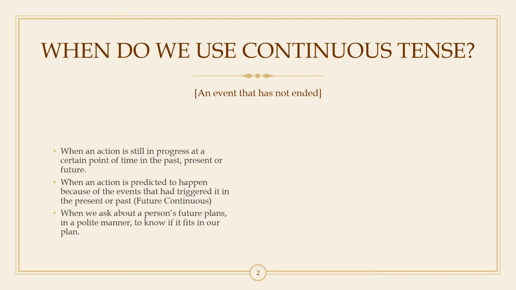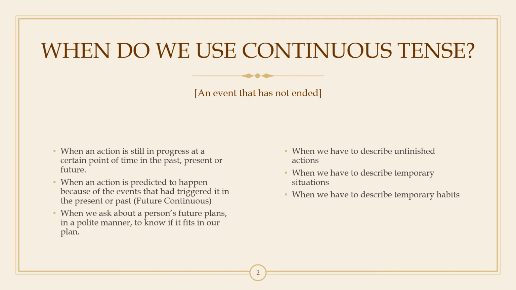The next approach is when we ask about a person's future plans in a polite manner to know if it fits in our plan. The next point is when we have to describe unfinished actions. When we have to describe temporary situations. When we have to describe temporary habits. When we have to describe annoying habits. Now, these are the 7 approaches.